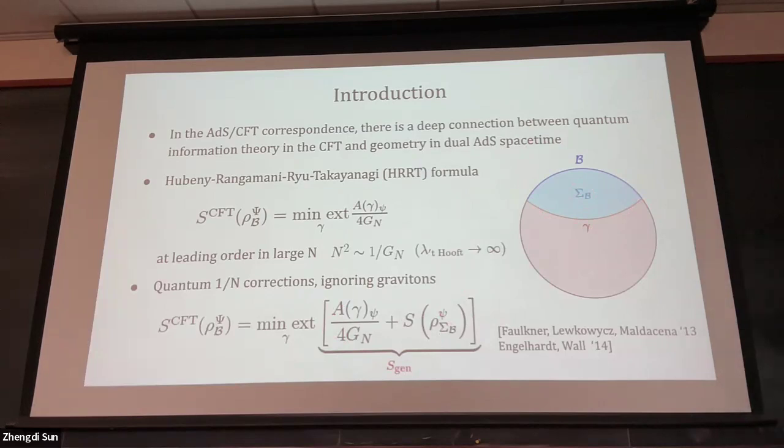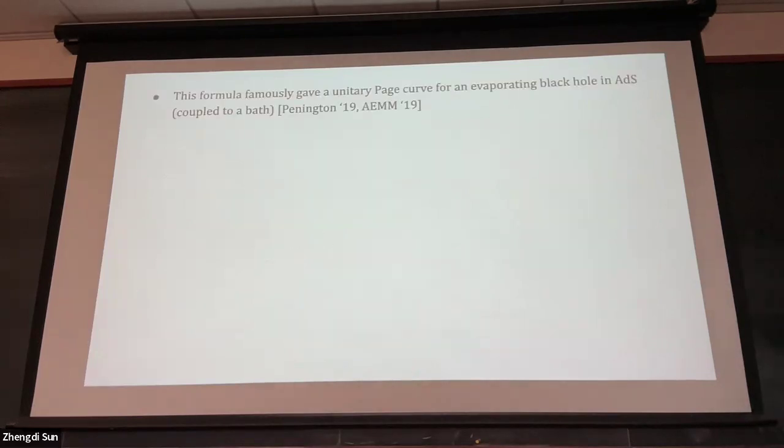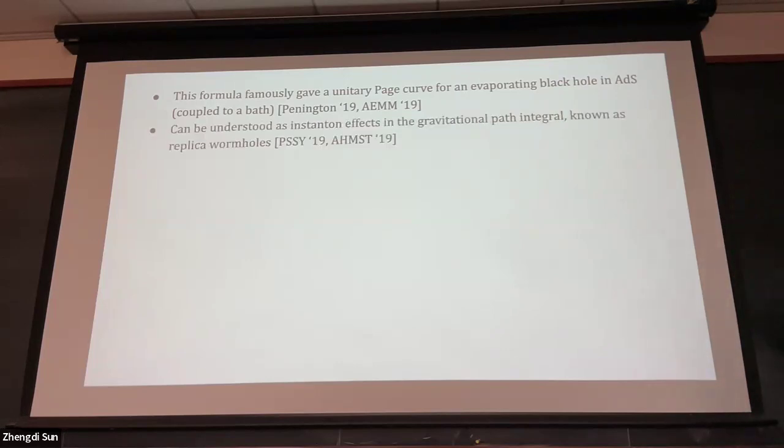Okay. And this formula is very interesting. In particular, it gave the unitary Page curve for an evaporating black hole in AdS when coupled to a bath. So black holes in AdS don't evaporate because of reflecting boundary conditions. But if you put transparent boundary conditions and you couple to a bath, then you can have it evaporate. And if you do that and you use this quantum extremal surface formula that I wrote on the last slide, then you can get a unitary Page curve, which is what people expect for black hole evaporation. So this was a famous result from 2019.